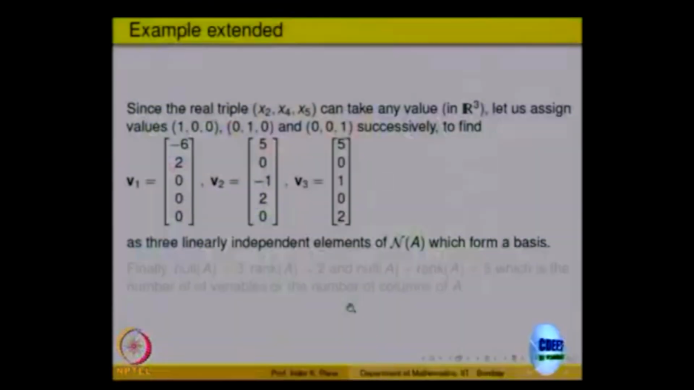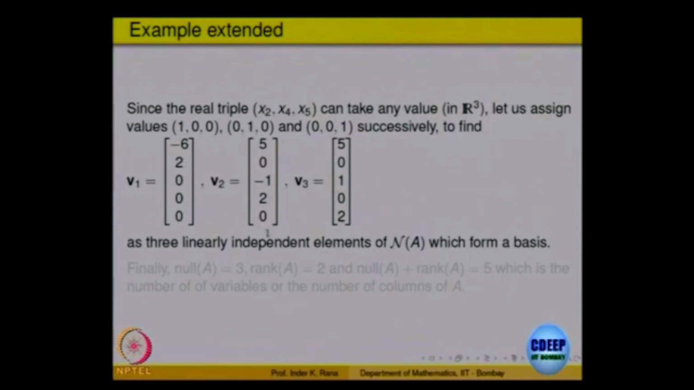So x2, x4 and x5, the triplet, are arbitrary, the free variables. First choice is 1, 0, 0, next choice is 0, 1, 0, and the third choice is 0, 0, 1. I do that and compute V1, V2, V3, those particular solutions with these choices. So that I get these 3 vectors.